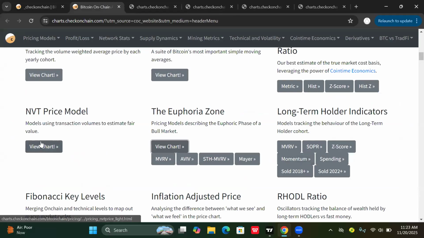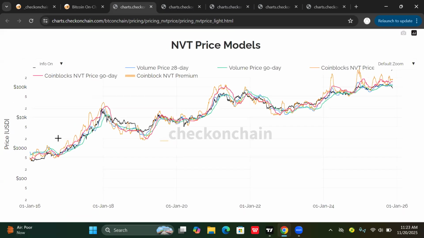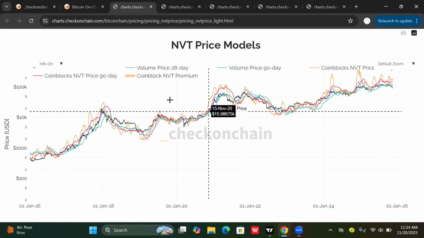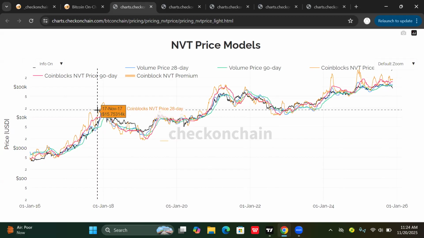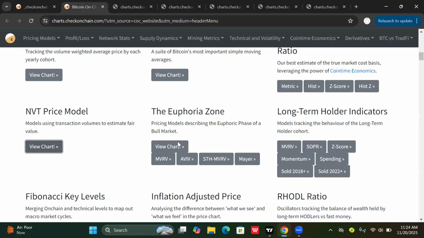Now let's look at the model, transactions estimated for volume, fair value. I think if you're buying the dip on Bitcoin, the dip is going to continue dipping until 80K. For me, that would be a nice buy. Coin blocks, NVT, volume price 28 day. This is not what I want to look at.